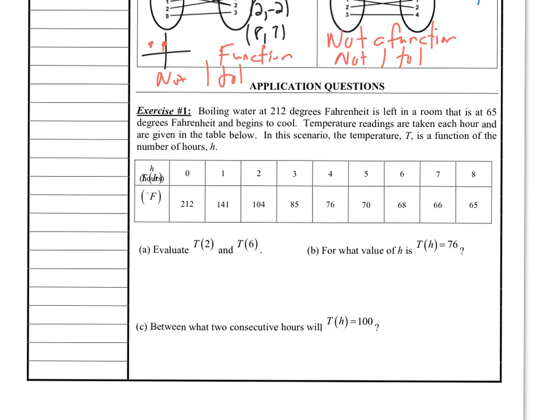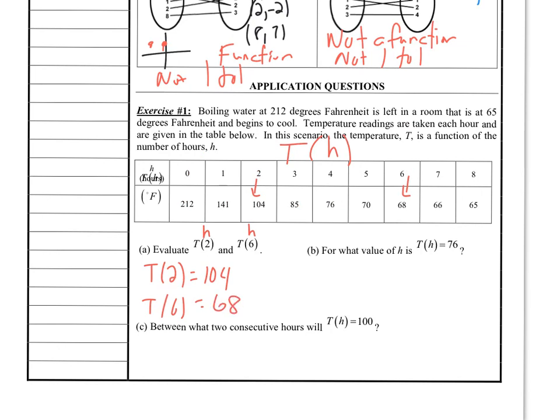T of 2 is saying what is the temperature at 2. And now that 2 is what you have to understand, what is it talking about. So it's T as a function of H. So what we should have here is T of H, which means this guy right here is an H, and this guy right here is an H. So they're saying when H is 2, what's T? So T of 2, when H is 2, that gives me 104. So the temperature is 104. T of 6 is saying at 6, what is the degrees Fahrenheit, which is going to be 68.